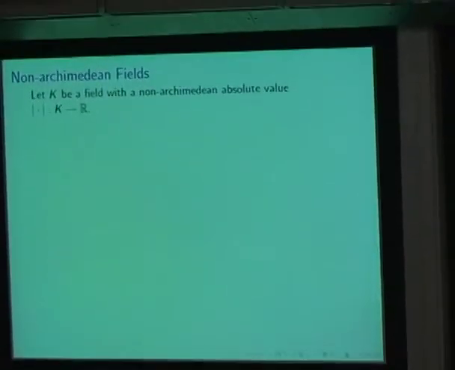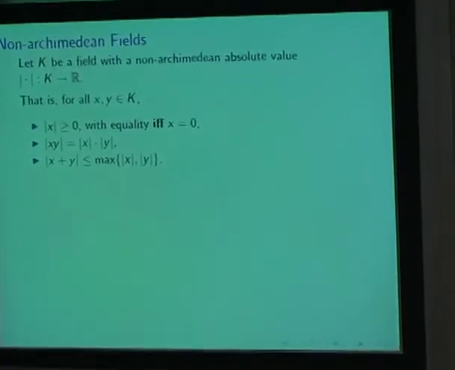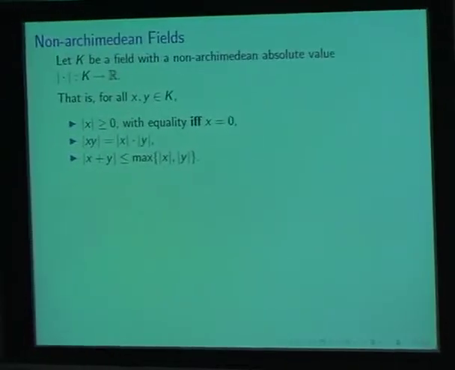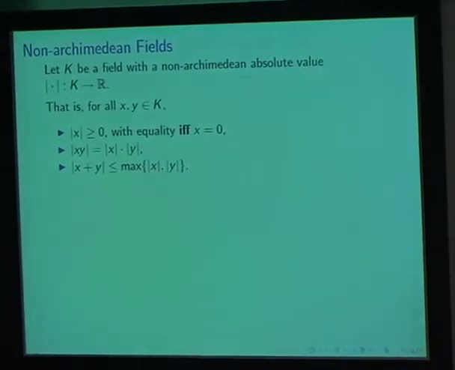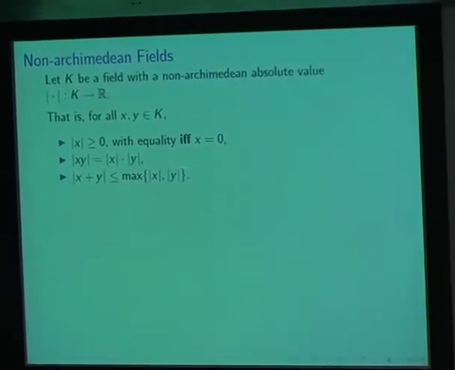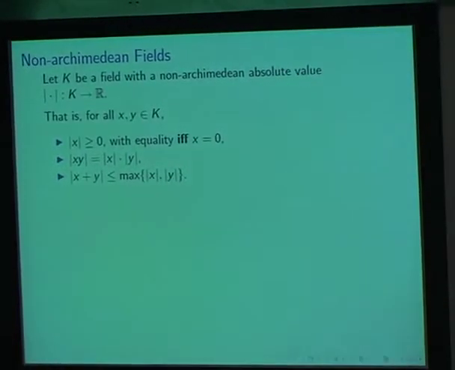So K will denote a field with a non-Archimedean absolute value. That is to say a real-valued function with the following properties. It's always non-negative, hitting zero if and only if you actually plug in the zero field. It's multiplicative, and it satisfies not just the triangle inequality, but the stronger non-Archimedean triangle inequality that the sum of two things is never bigger than either one of them.